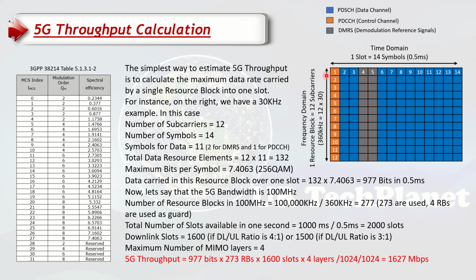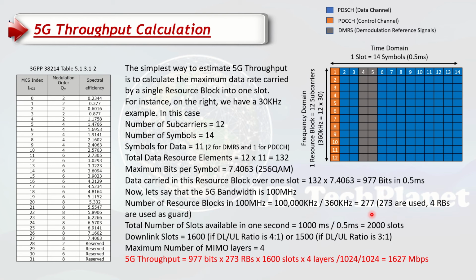Similarly, we can find out the number of slots we will have in 1 second. So this one over here is 0.5 millisecond. In 1 second we have 1000 milliseconds. So the total number of slots will be 1000 divided by 0.5 is equal to 2000 slots. So that means we have 2000 slots and 273 resource blocks. So if we want to find the capacity, this will be 977 into 273 into 2000.